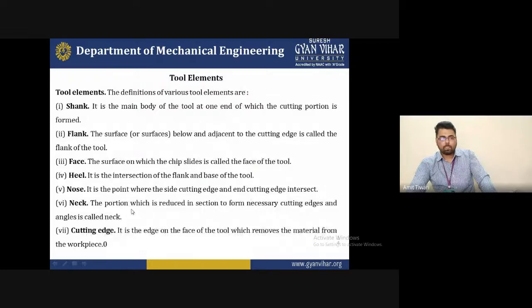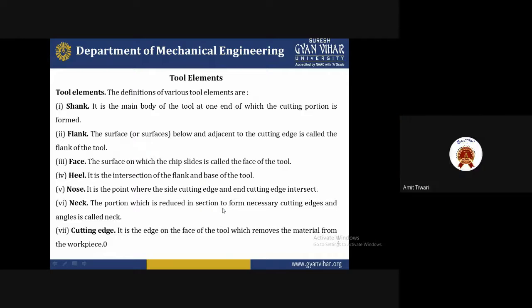Neck, that means the portion which is reduced in section to form the necessary cutting edge. The portion which is reduced in section for the necessary cutting edges and angles, we can say is the neck.